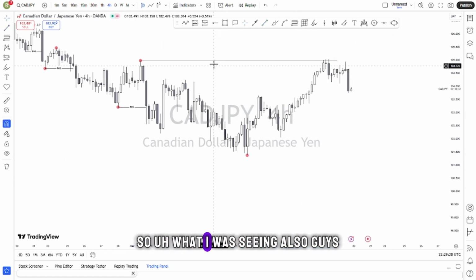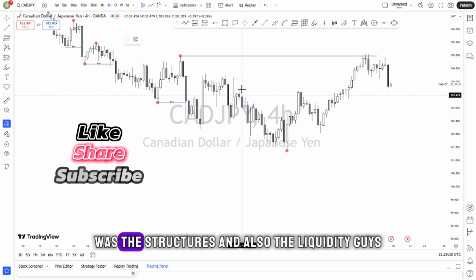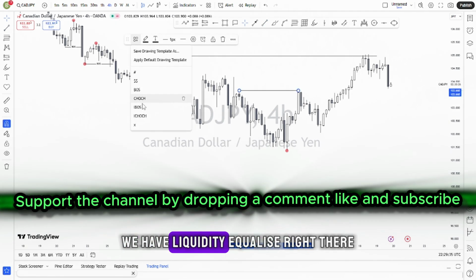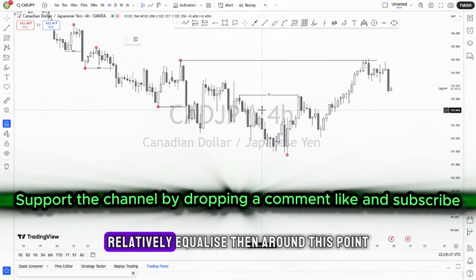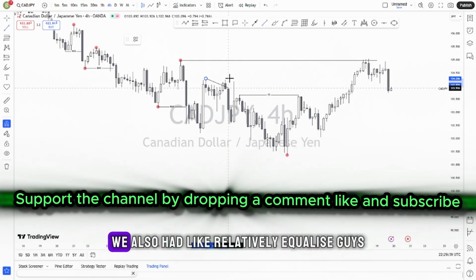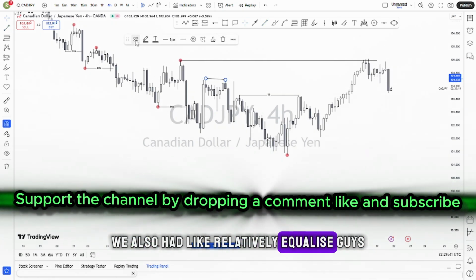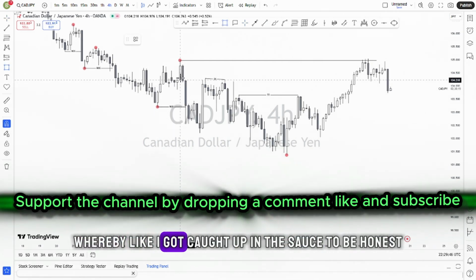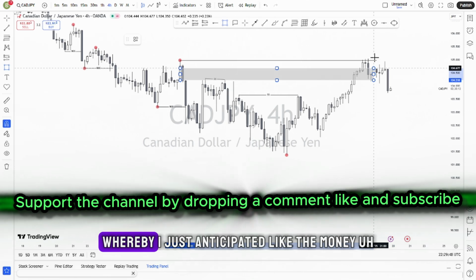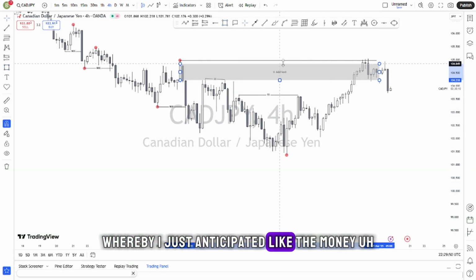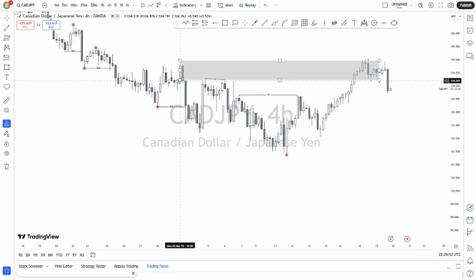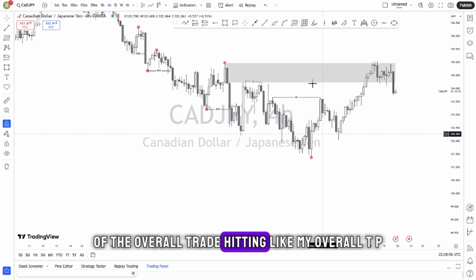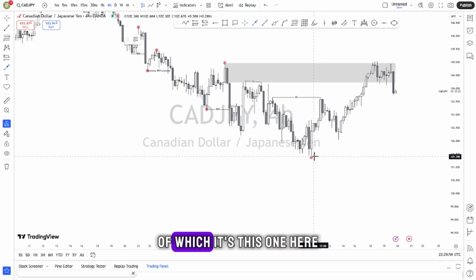What I was seeing also, guys, was the structures and also the liquidity. As you can see here, we had liquidity, equal highs right there, relatively equal highs. Then around this point we also had relatively equal highs, guys, but this one was just a bit messy, whereby I got caught up in the sauce, to be honest. I just anticipated the money outcome, guys, the money outcome of the overall trade hitting my overall TP, which is this one here.